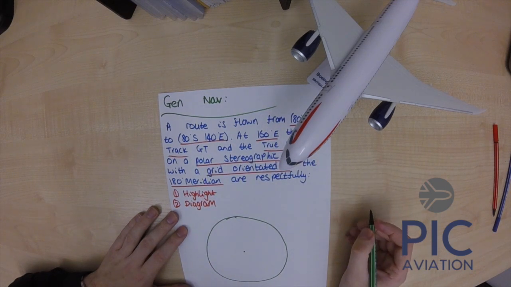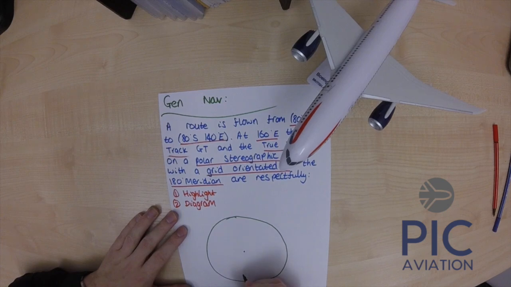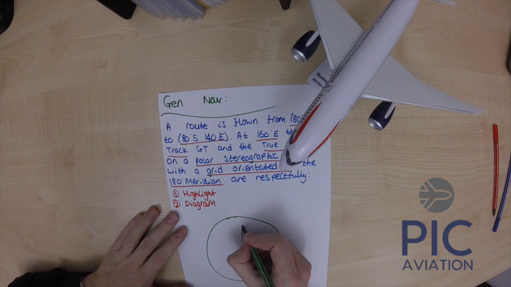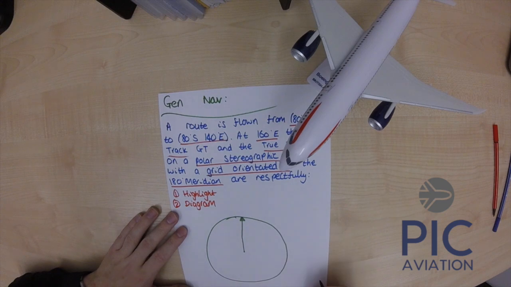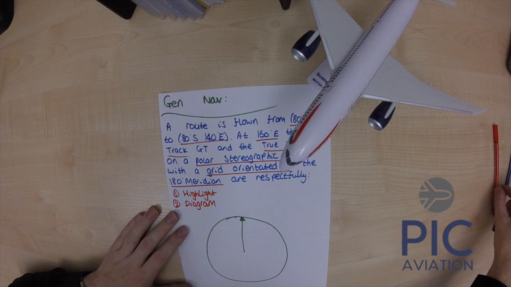Because we're in the southern hemisphere, if we think about it, our true north is going to point from the South Pole up towards the North Pole, go past the equator and then up to the North Pole. So we can mark that on like so. If it was the North Pole, we'd obviously point to the North Pole. So the next point is to start drawing in our longitudes.